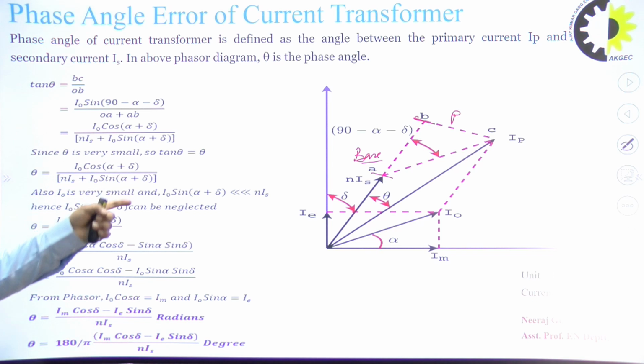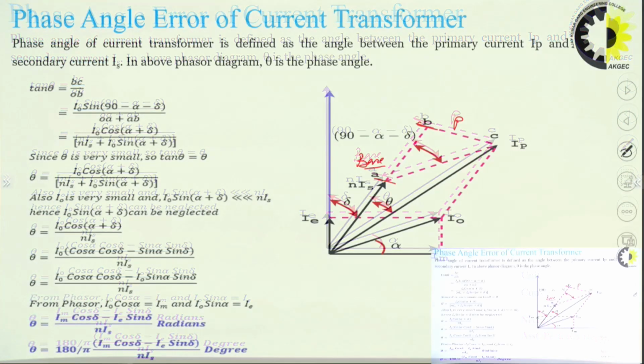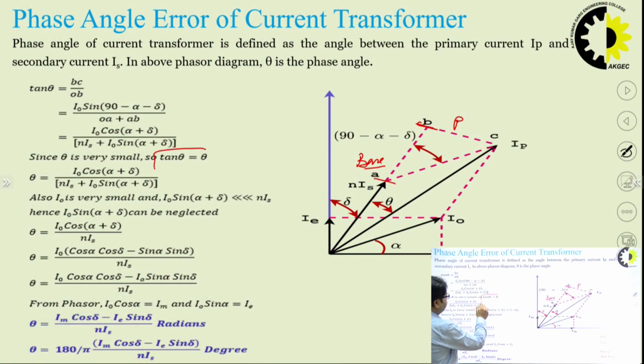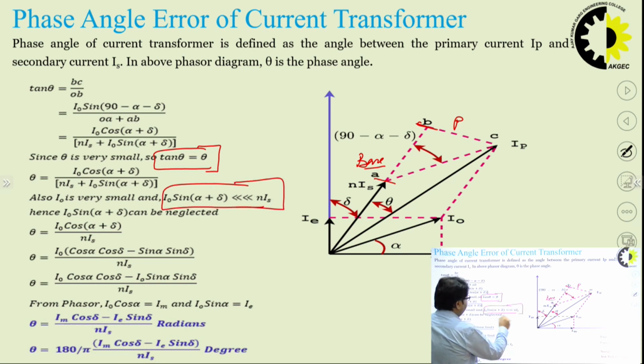If we put these values and solve further, if theta becomes very small, then we consider tan theta equal to theta, then theta becomes I naught cos alpha plus delta upon NIs plus I naught sin alpha plus delta. As I naught is very small compared to Ip, I naught sin alpha plus delta will be very much lesser than NIs. Hence, I naught sin alpha plus delta can be neglected in the denominator. So, theta comes to this one.